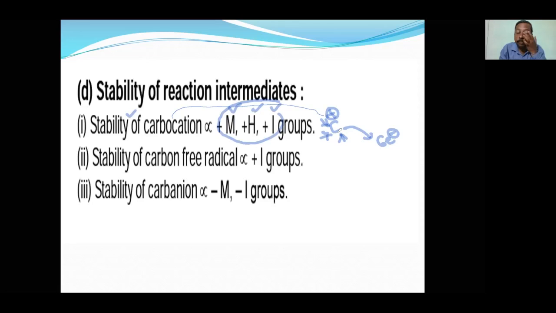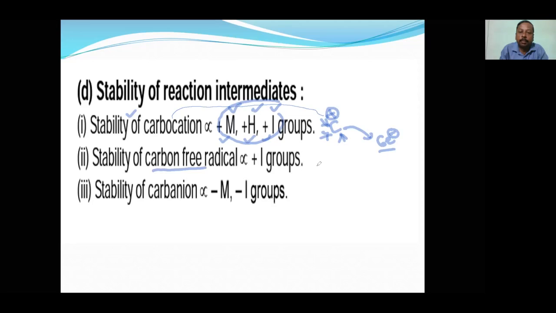Due to the presence of fewer electrons, it is having only 6 electrons. Carbon has 4 electrons. Because of the positive charge, it lost one more electron and only 3 electrons are left over. So there will be only 6 electrons. It will destabilize because the octet is not yet obtained. So that can be compensated with a plus group. Then carbon free radical.